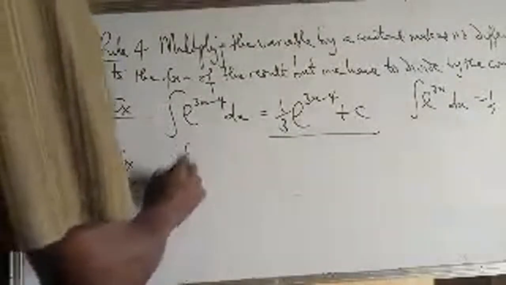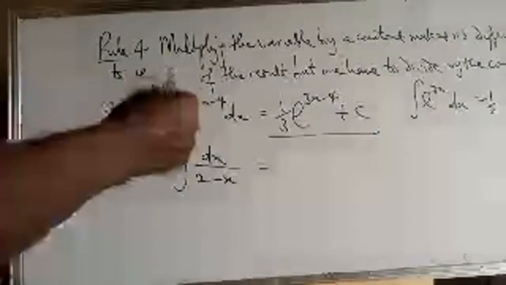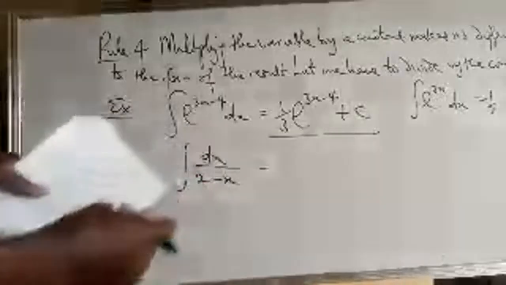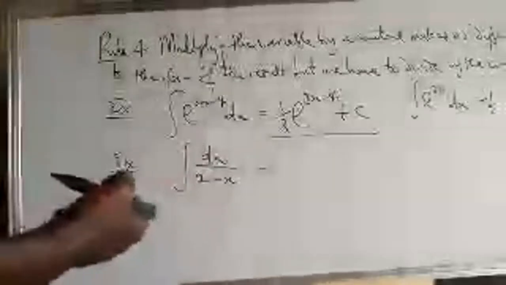Now, the next example: integrate dx all over 2 minus x. Good. You have to be very careful here. This one is not as easy as it looks, but I will tell you that it's very easy. Don't panic. Now, look at 2 minus x. Differentiate it and you're going to get minus 1.